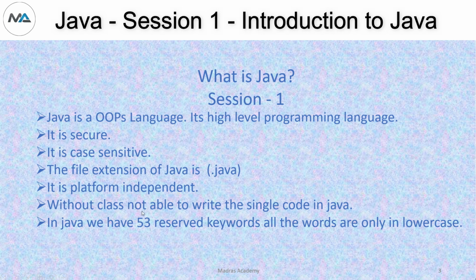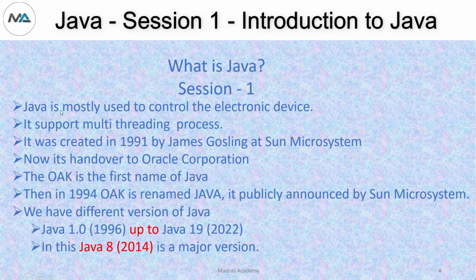Without a class, you are not able to write a single line of code in Java. In Java, we have 53 reserved keywords. All the words are only in lowercase. Java is mostly used to control electronic devices. For example, a robotic application is the best example of an electronic device.